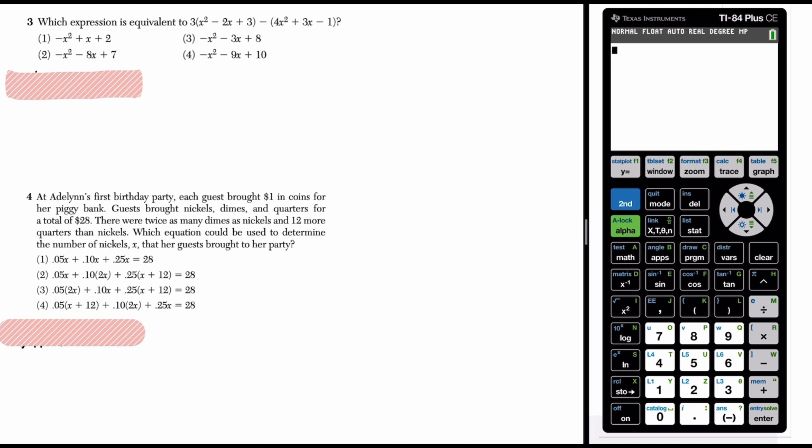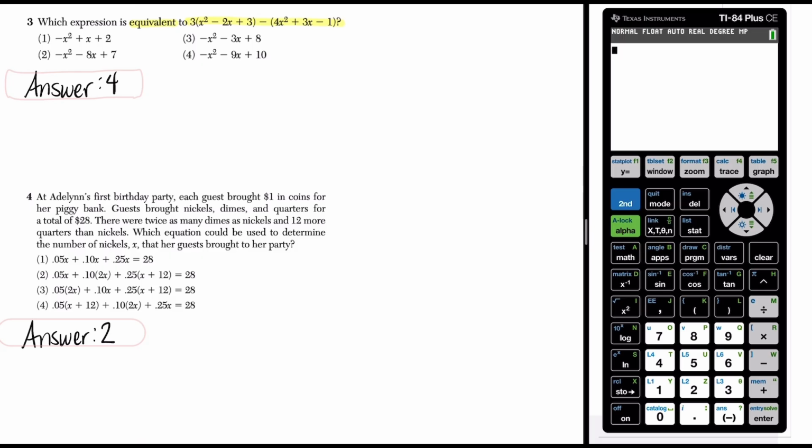Let's look at numbers 3 and 4. The answers are 4 and 2. Check with your answers. If you got them, keep going. If not, stay right here. We're going to break them down. With the first one, we want to know which expression is going to be equivalent to this one over here. So in other words, I need to simplify it. I'm saying that because I'm looking at all these answers and I can tell they just combine like terms. So we're going to do 2 things for this one.